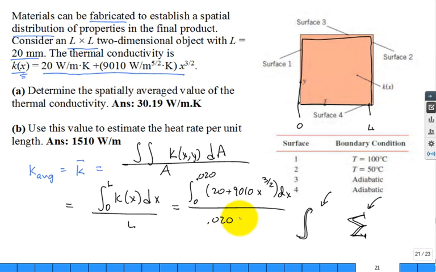Now, before you jump too much into the math, what is the value of K at 0? Might as well use that equation and check it. Isn't it 20? Okay. What's the value of K at L? Does it go from 20 to 2,000? 20 to 80? What's it go from 20 to what? Just use this equation, put in x equal to 0.020. That's what L is. And then what value do you get for K at x equal to L? Somebody run that for me?